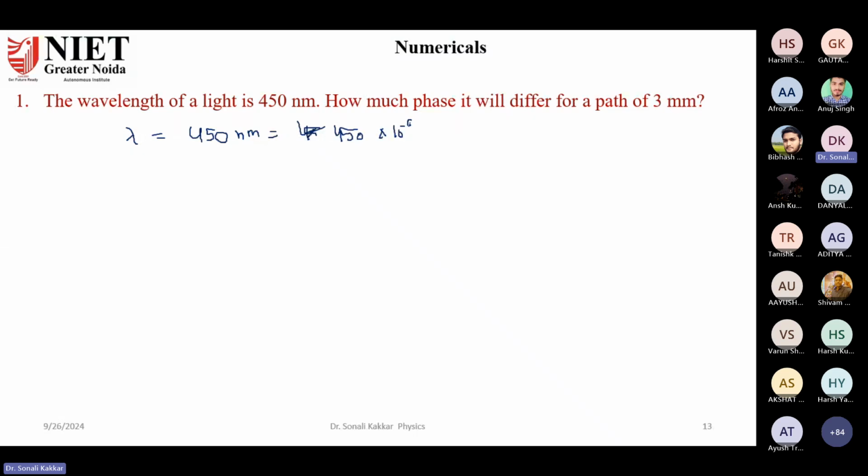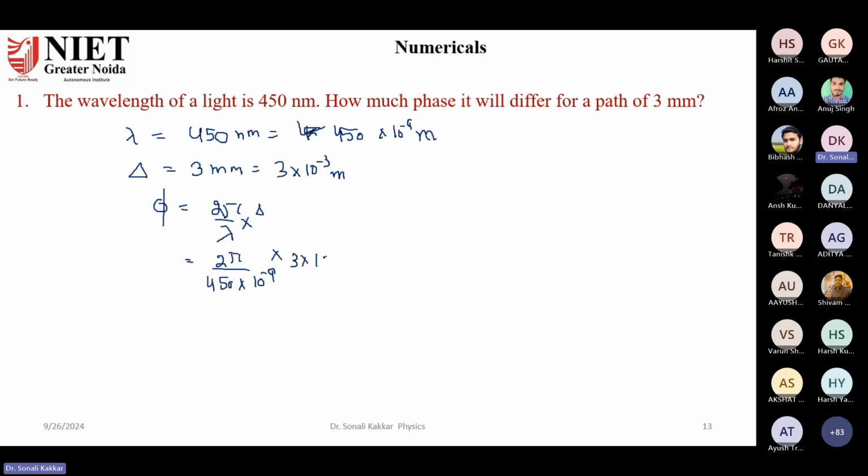What's the relation between phase difference and path difference? The path difference delta is given as 3 millimeter. So it means 3 into 10 to the power minus 3 meter. So the relation is phi is equal to 2 pi by lambda into delta. We have to find phi. So this is equal to 2 pi by, what is lambda? 450 into 10 raised to power minus 9, multiplied by what is delta? 3 into 10 raised to power minus 3.